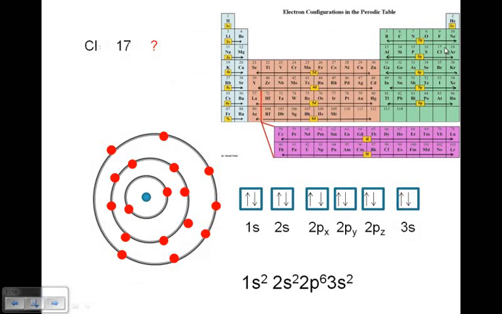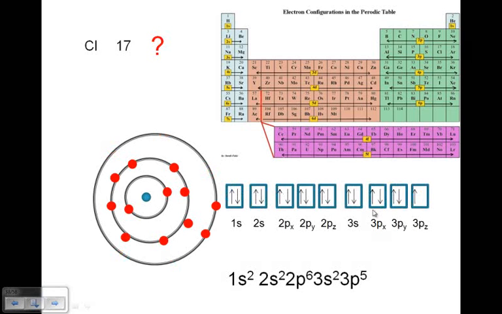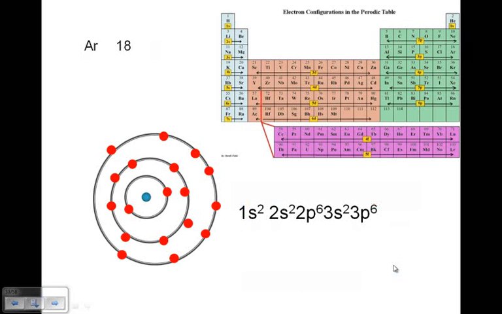Now let's say chlorine. Alright, so I can look at the periodic table and say chlorine is in the p block. It's in the 3p, and it's right here. So I've got 3p, 1, 2, 3, 4, 5, 3p5. Argon has a full 3p full. Okay, I've got 8 electrons in the valence shell, noble gas.